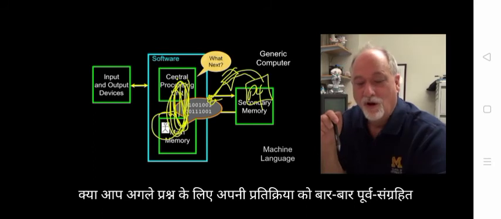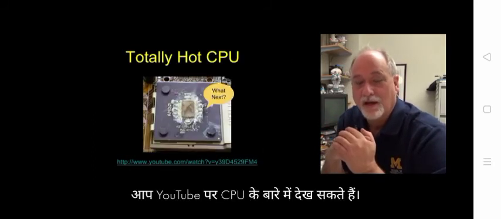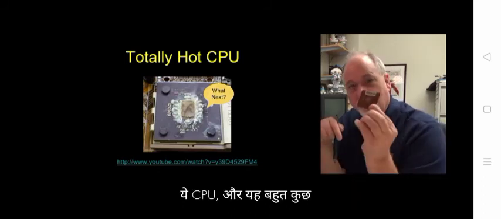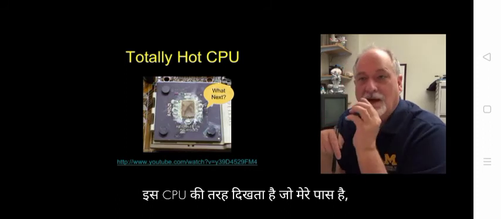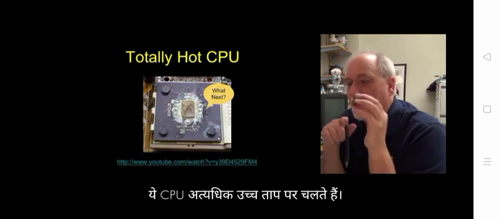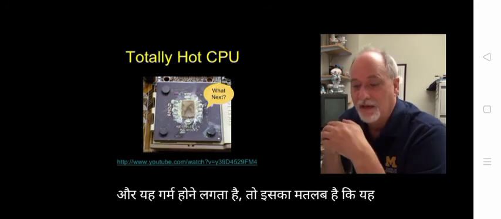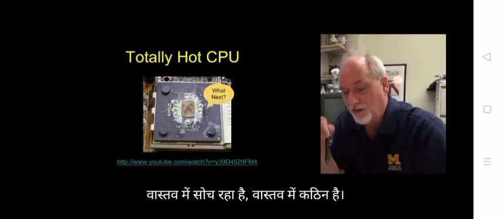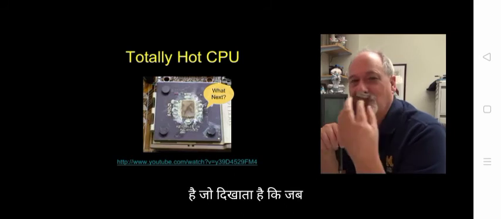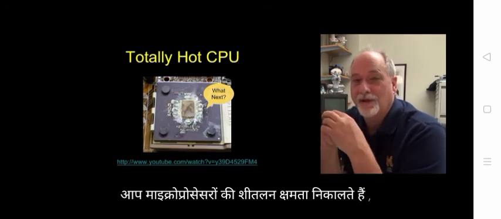So here's a couple of videos that you can look at on YouTube about a CPU. These CPUs, and it looks very much like this CPU that I've got with me, have extremely high heat. When you put your computer on your lap and it starts to heat up, that means it's thinking really, really hard. And this is a small old video that shows what happens when you take out the cooling capability of microprocessors and just how hot they can be.